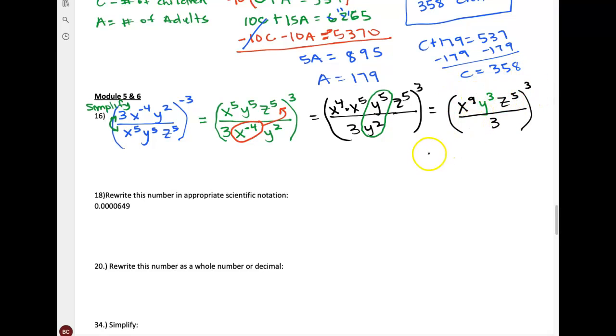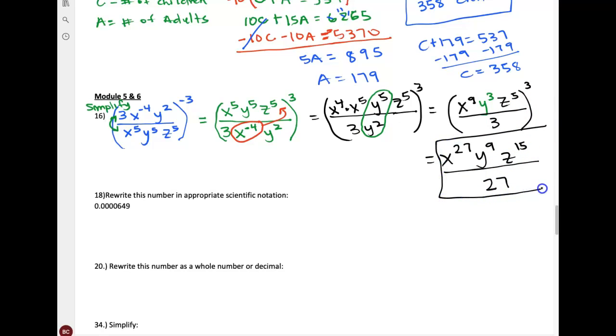All right, now let's give that power of 3 to everybody. So when I do that, a power raised to a power is multiplication. So x to the 9 times 3 power is 27. Y to the 3 times 3 power is 9. Z to the 5 times 3 power is 15. And then don't forget, you've got to give this one a power also. So we're doing 3 to the third power. 3 times 3 times 3 is 27. And so that will be my answer.